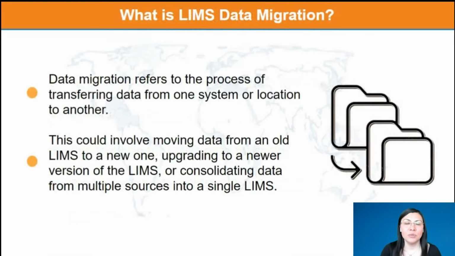So the first question we need to ask is, what is LIMS data migration? Data migration refers to the process of transferring data from one system or location to another. This could involve moving data from an old LIMS to a new one, upgrading to a newer version of the LIMS, or consolidating data from different sources into a single LIMS.